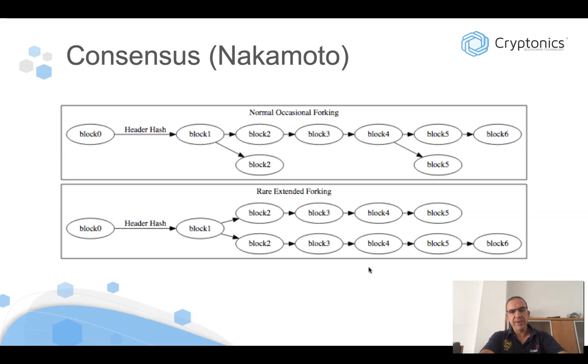Now this has of course the effect that on this upper chain here, this fourth block, or block 4 here, might actually be disregarded. Well, the whole chain, the whole side chain will be disregarded, but it actually means that transactions can occasionally be undone.